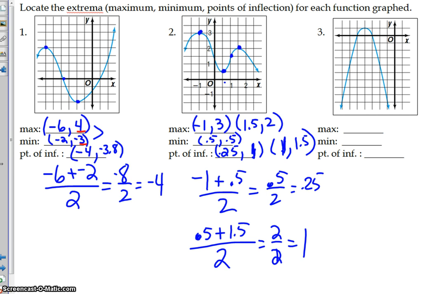Our last one, if you notice, we only have a maximum. We don't have a minimum. So our maximum is at -4, 1. There's no minimum. There's no point of inflection. So if there's no min and a max, there's not going to be a point of inflection. And so I like that we covered one of those as well. So now let's look on the back side.